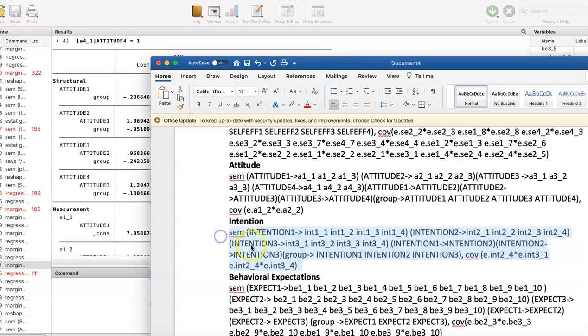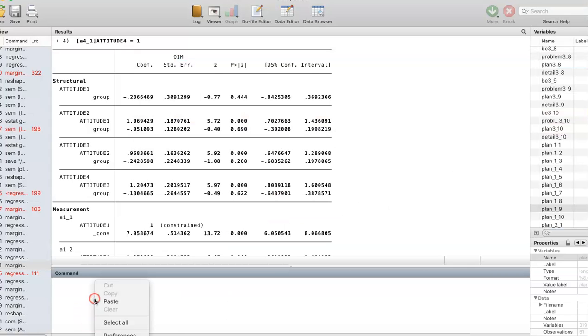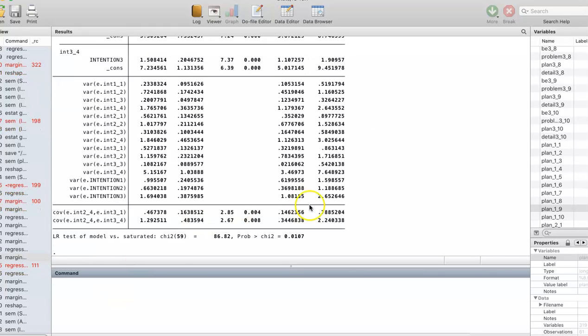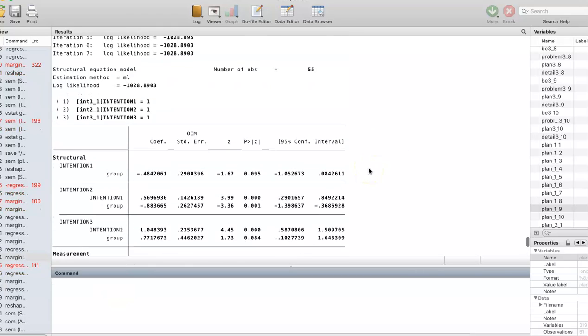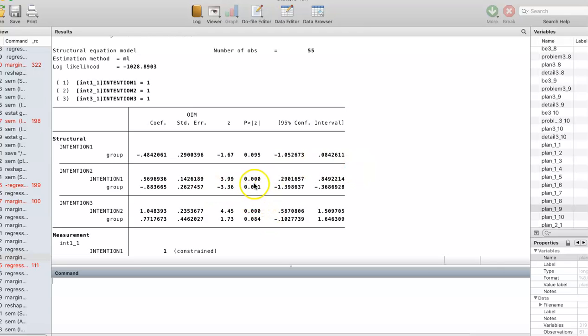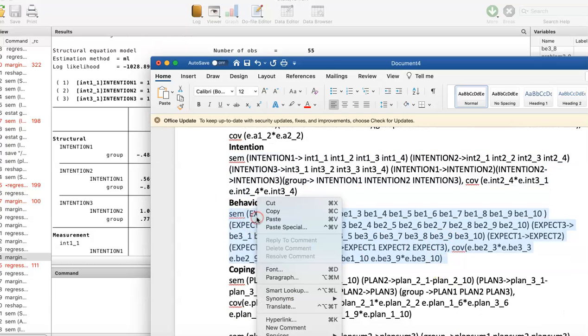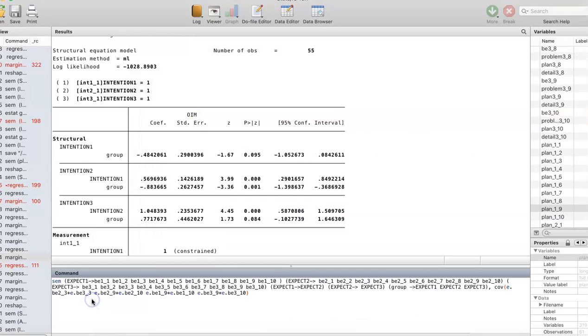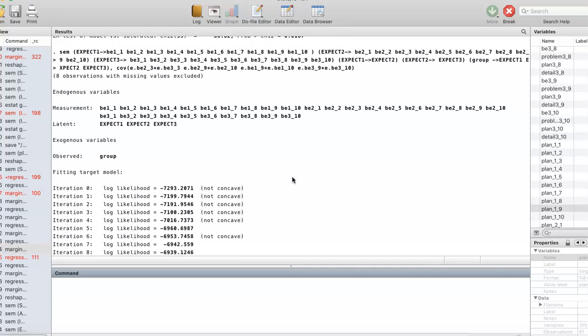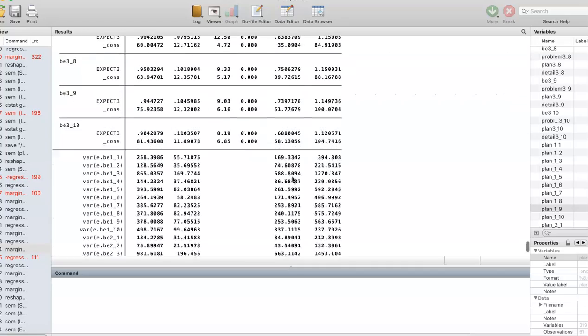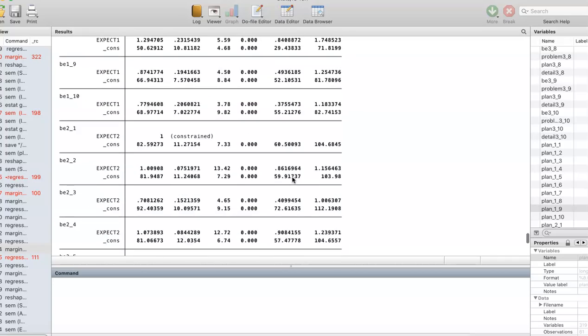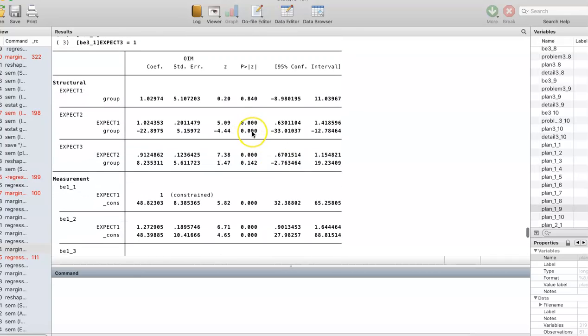Next, I ran intention. And in terms of group effects on intention, it looks like there are group effects on intention at the second measurement time point. Next is behavioral expectations. And then we're just going to end up seeing the same thing, with group effects at time point 2.